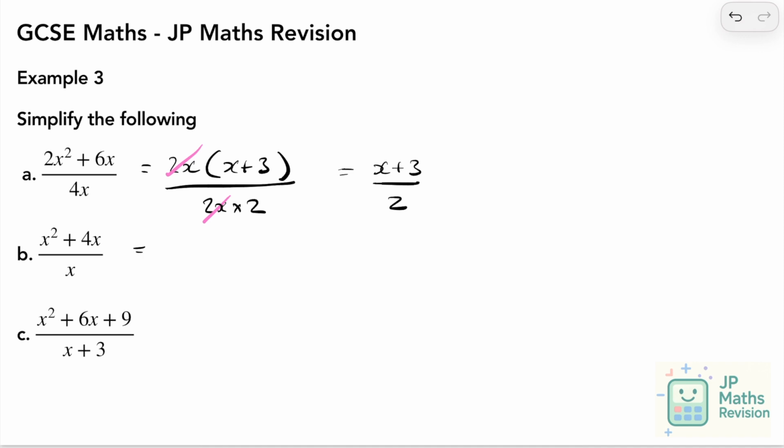This next example, I have x squared plus 4x over x. So again, I'm going to factorise the numerator. So I have x bracket x plus 4 over x. And now I can spot that there's an x on the top and an x on the bottom, so they cancel out, and I'm left with just x plus 4.